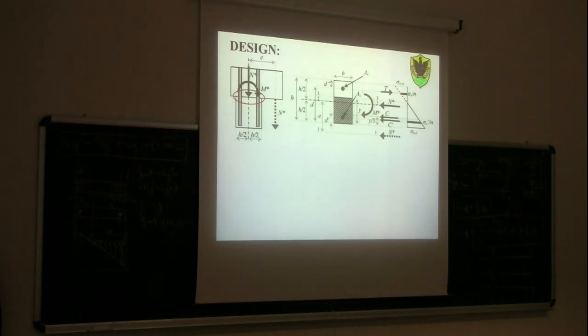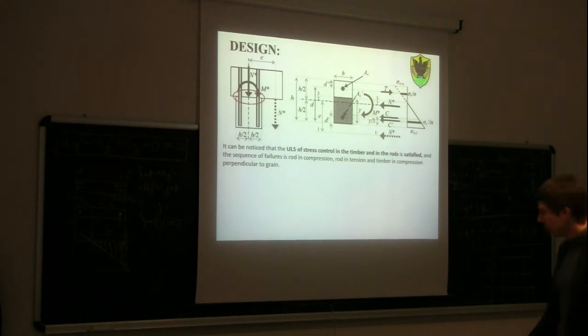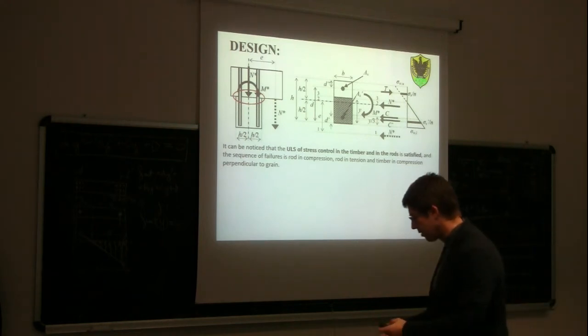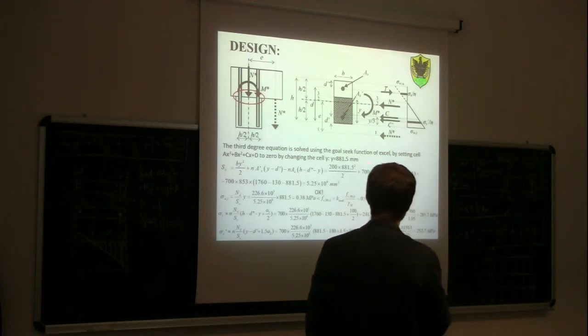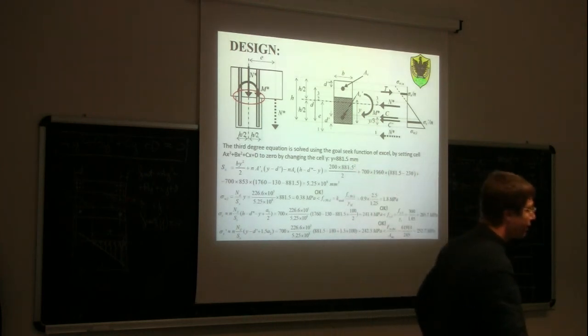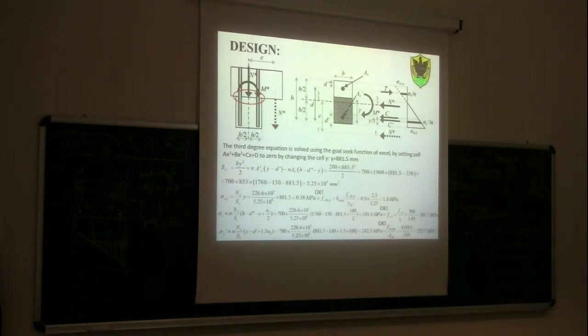So basically, based on these results, what do you think? What would be the sequence of failure of the joint? Suppose that you keep increasing the loads, so increase the bending moment, and at a certain point you will have what sequence of failure? What is going to fail first?